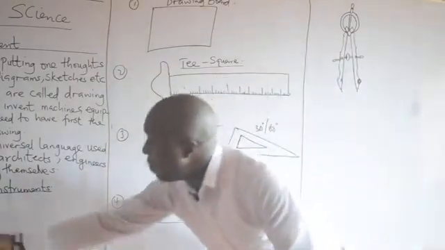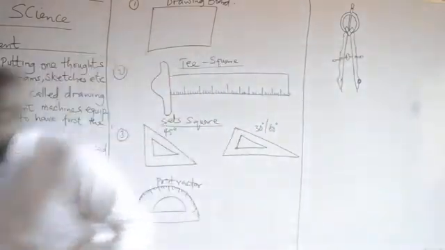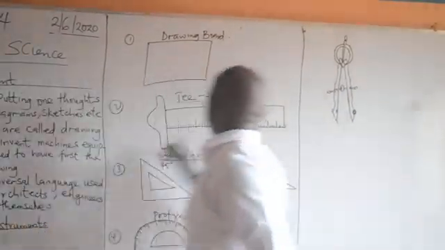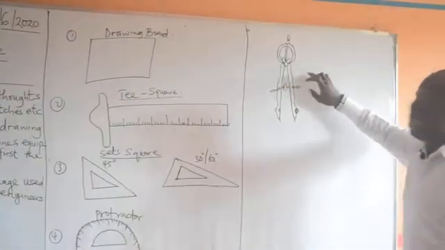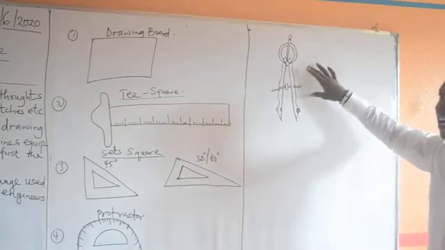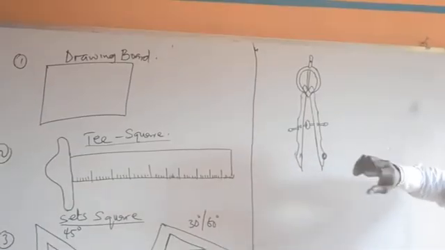Then we have the divider. This is a good example of a divider on the board. We use a divider to divide lines.